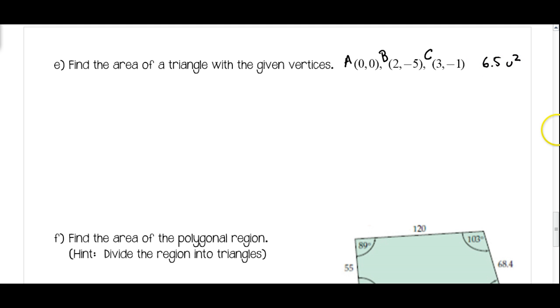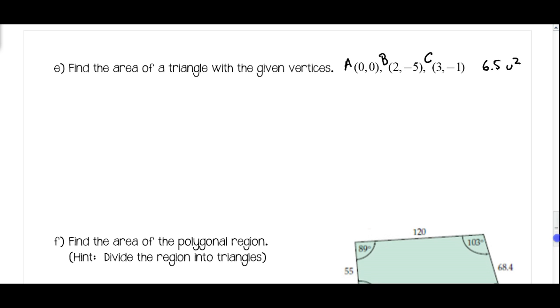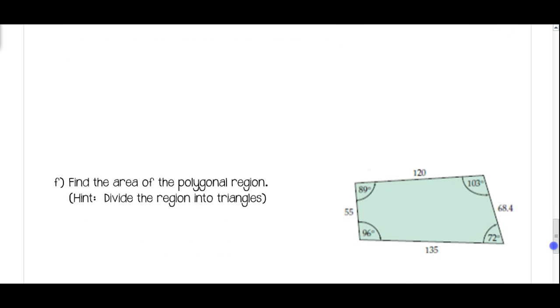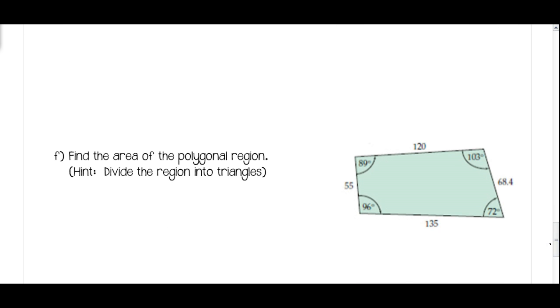So you want to get something close to that if you're going to use decimal approximations. And for part F, not too bad if you follow the hint there. For this one, I got 7,690.525 units squared.